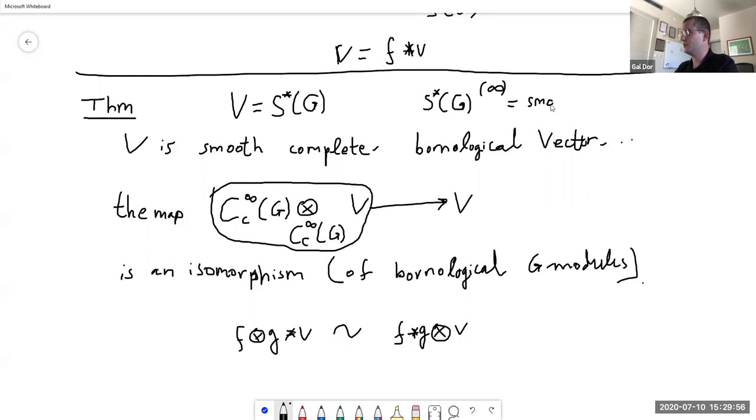It's smooth functions of what is called uniformly moderate growth. And this actually has a role in, say, automorphic representation theory. They're actually important. And that's the contragredient of functions on G.